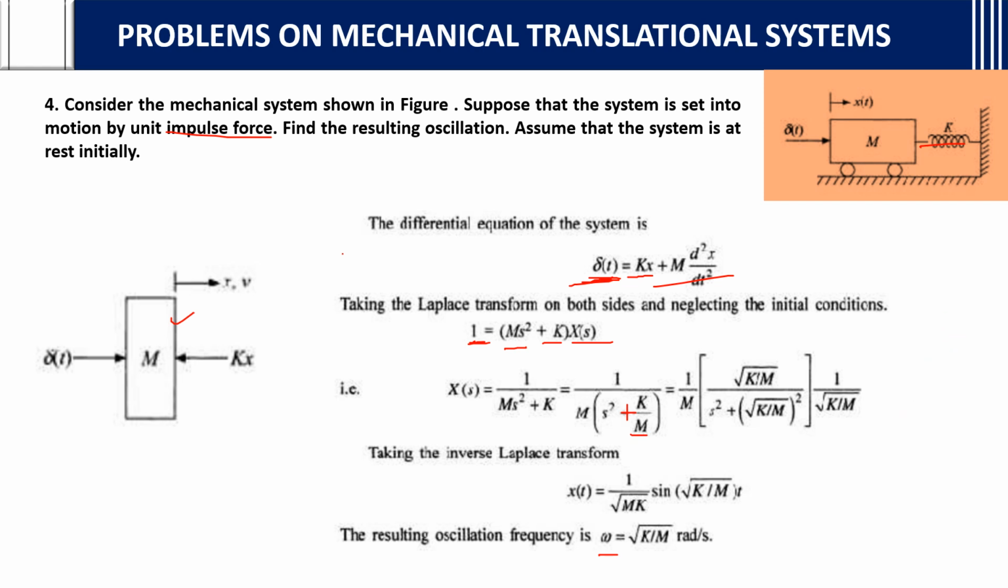So that into 1 by root k by m, taking the inverse Laplace transform. If you take the inverse Laplace transform, you will get x of t equals 1 by root mk. The Laplace inverse of this is nothing but sin omega t. As I told, the Laplace transform of sin omega t is omega by s square plus omega square. Here omega is root k by m. The inverse Laplace transform of omega by s square plus omega square is sin omega t. So omega is root k by m radians per second. Omega units is radians per second.